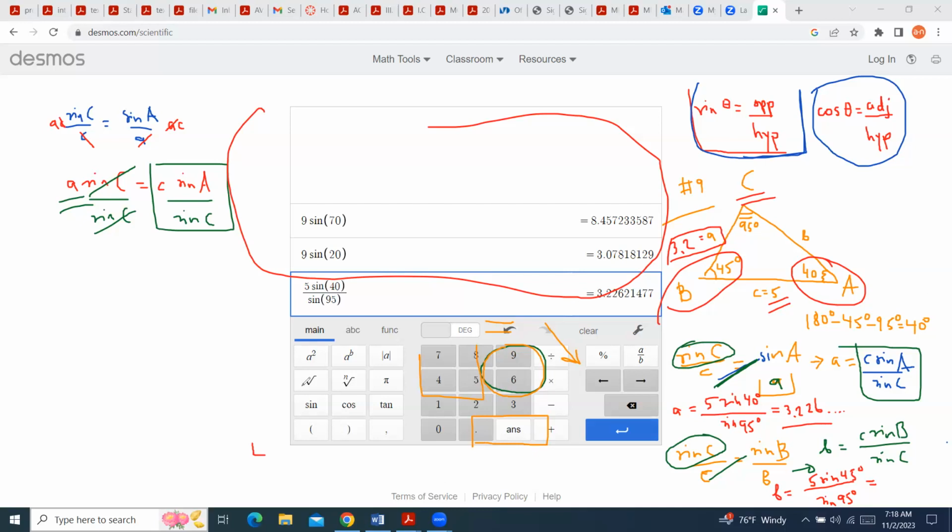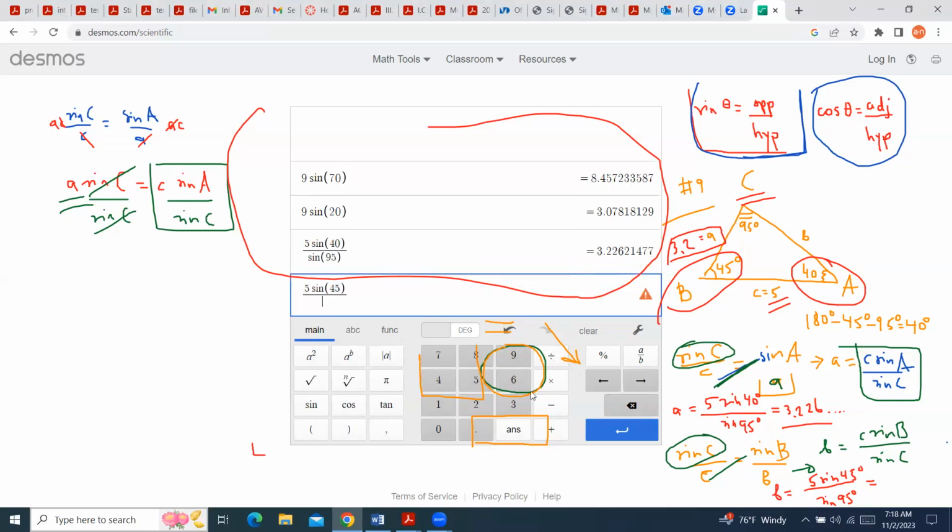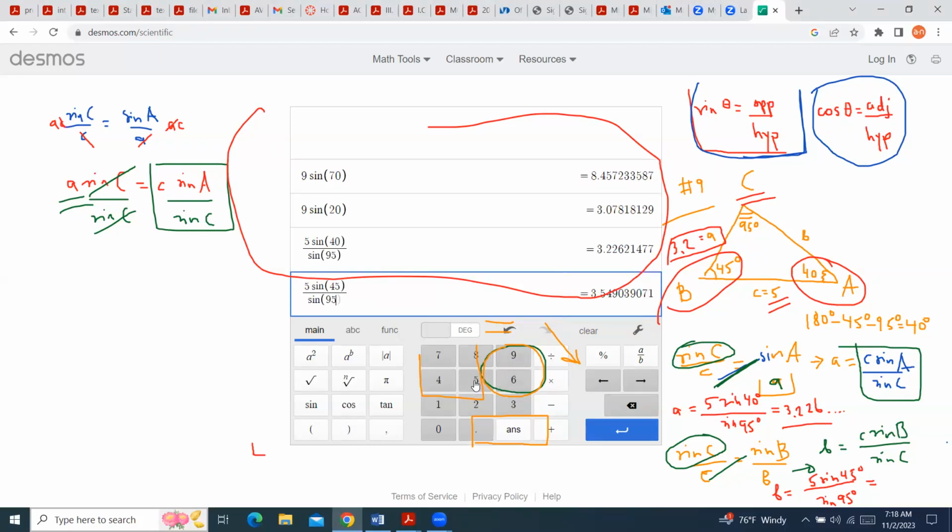So let me get B calculated analogously. My numerator is the same, 5 sine of, no, it's 45. 45, denominator is the same, sine of 95, right? It's not hard to enter. I'm sure that by now you already feel comfortable entering your answers. So there we have another one. It's 3.54. So I guess I'm going to write down 3.5.